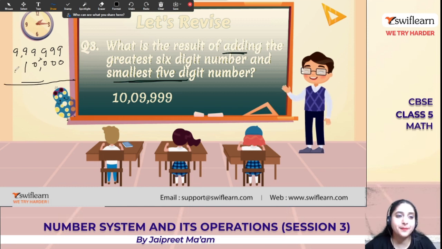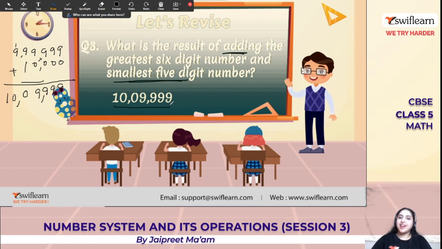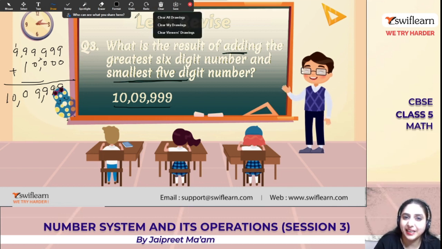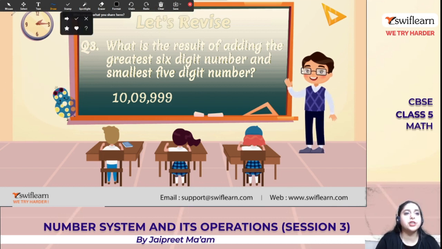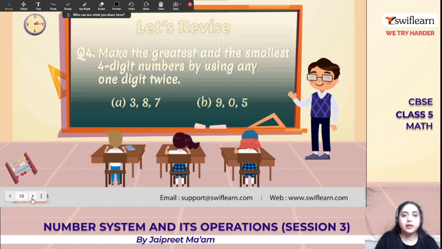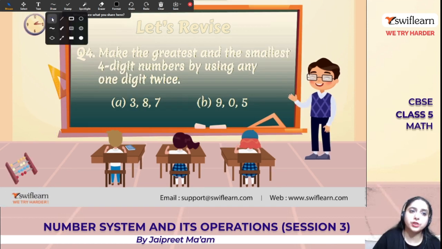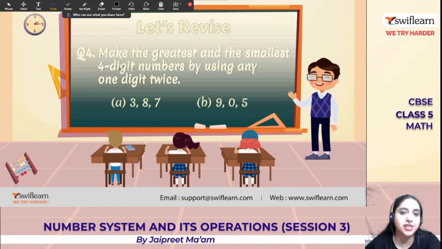So let's add them. 9 and 0 makes 9, 9 and 0 makes 9, again it's 9, again it's 9, and 9 and 1 makes 10. So 1 will be carried forward, it will be 10. So the answer is 10,09,999. This type of question will be in your exams. These types of questions are often asked in exams. So let's have revision of one more question.